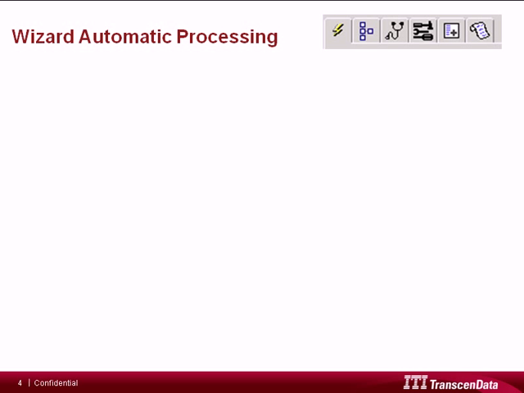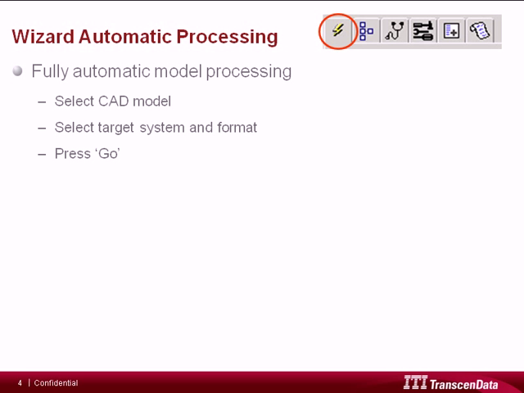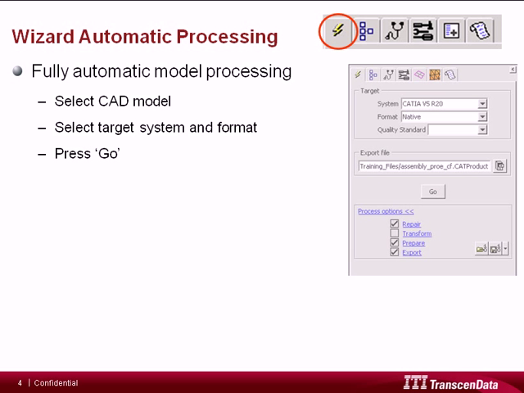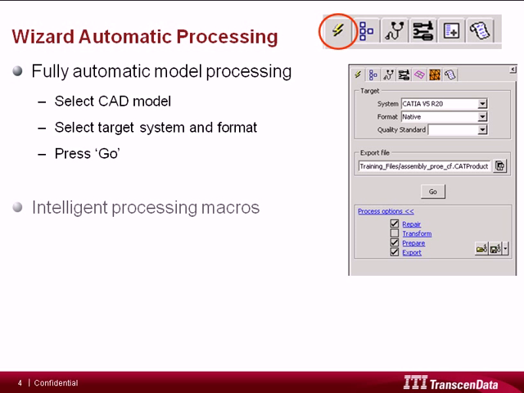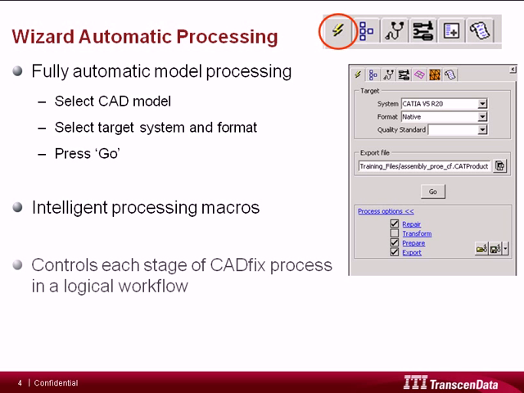The fully automatic model processing is simple. The user selects the source model, selects the target system and format, and presses go. The CADfix wizard then controls the process using intelligent processing macros in a logical workflow. Each stage of the process can be configured and stored for specific translation requirements.